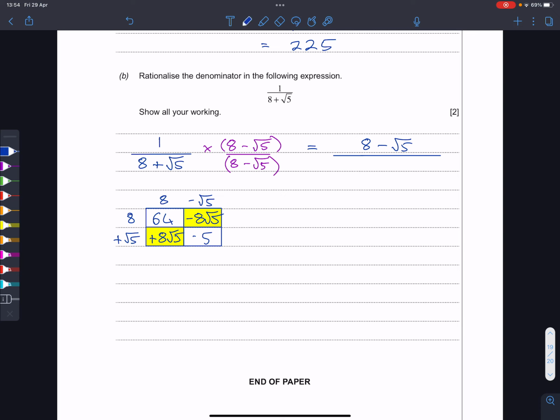So by sorting that out, I've shown my working, so I end up with 64 plus 8 root 5 minus 8 root 5. Well, that will cancel out, minus 5, so 64 minus 5. So we end up with 8 minus root 5 over 59.